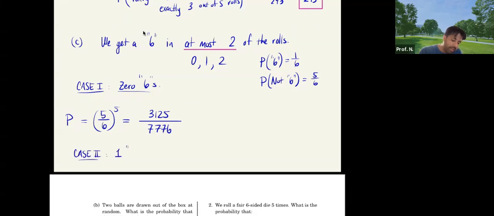is if I got 1 being a 6. Well, what's the probability of me getting a 6? 1/6. What's the probability of me getting not a 6? 5/6. But I want one of them to be a 6, so the other 4 have to be non-6s. So 5/6 is raised to the 4th power. And of those 5 rolls, I want one of them to be a 6, so that's 5 choose 1 ways of selecting it. So that'll be another 5 here. So this actually would be 5 to the 5th power over 6 to the 5th power. It'll be the same thing as the above, 3125 over 7776.